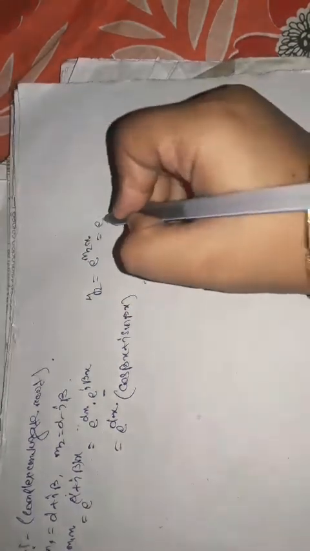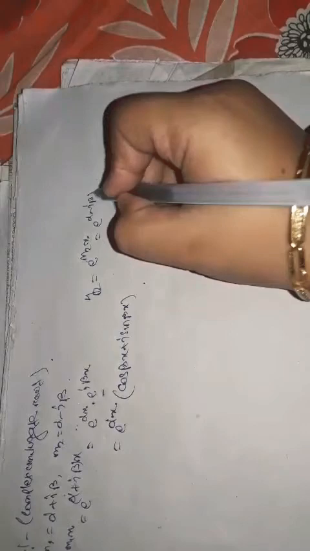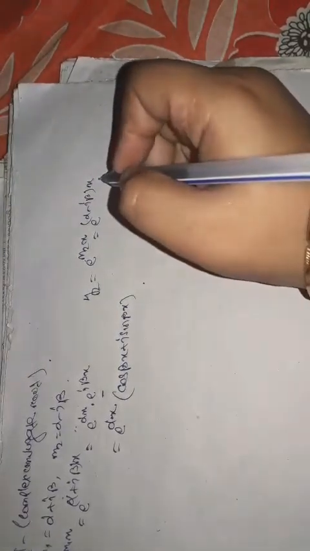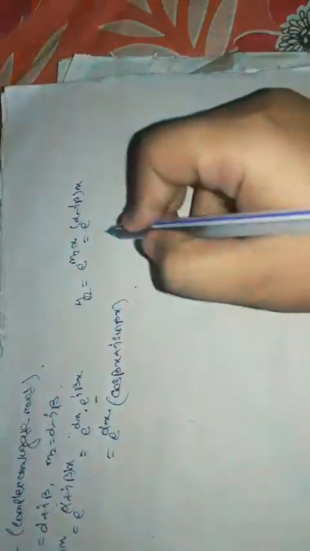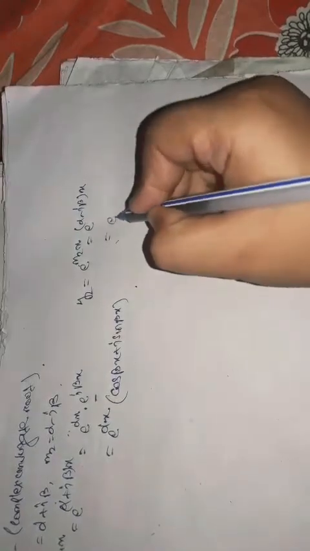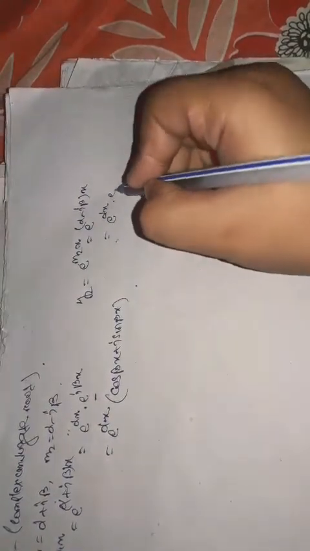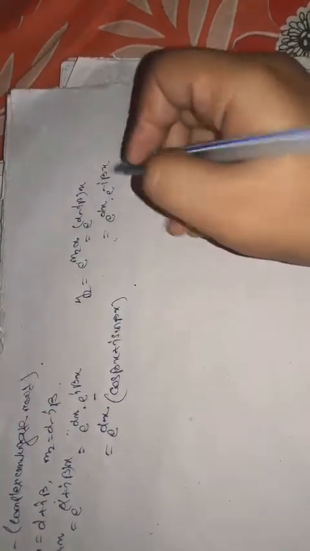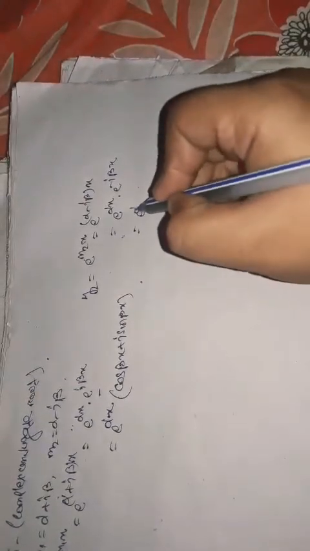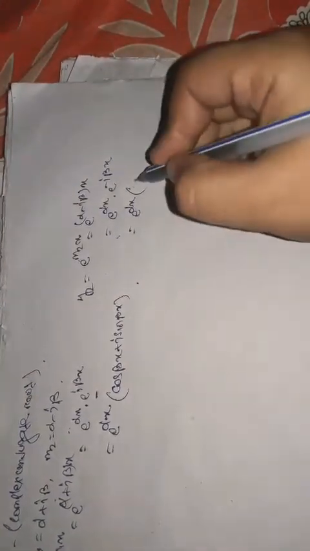Then like this, y2 equals e to the power m2x, so e to the power alpha minus i beta x. So this equals e to the power alpha x into e to the power minus i beta x. So this equals e to the power alpha x, cos beta x minus i sin beta x. So we find these are two solutions.